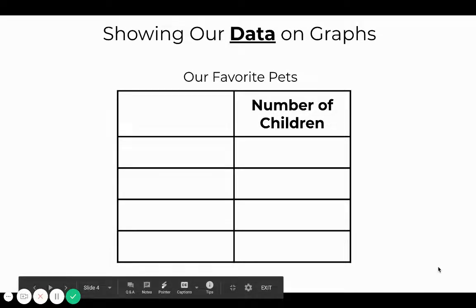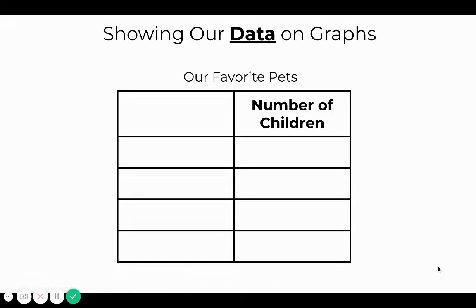All right, so the first thing I need to do is decide on my title. All of my data, all of my information shows what people voted for their favorite pets. So I made my title, Our Favorite Pets. Then I need to put the title of the categories at the top of the chart. All of the things that people chose were different types of pets. So my categories all show pets. So that's what I'm going to put at the top of my chart.